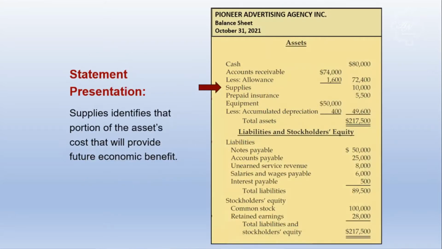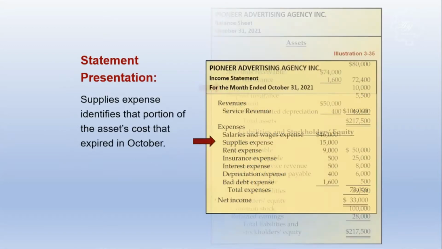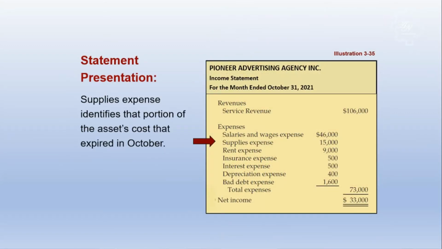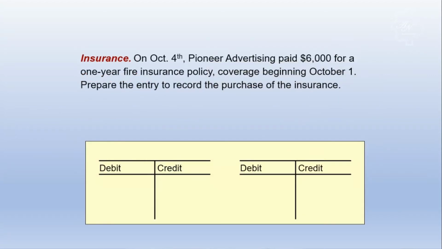Here we can see supplies in the balance sheet in assets and supplies expense in the income statement. If you want to talk about insurance, on October 4th, Pioneer Advertising paid $6,000 for a 1-year fire insurance policy. Coverage begins October 1. Prepare the entry to record the purchase of the insurance.